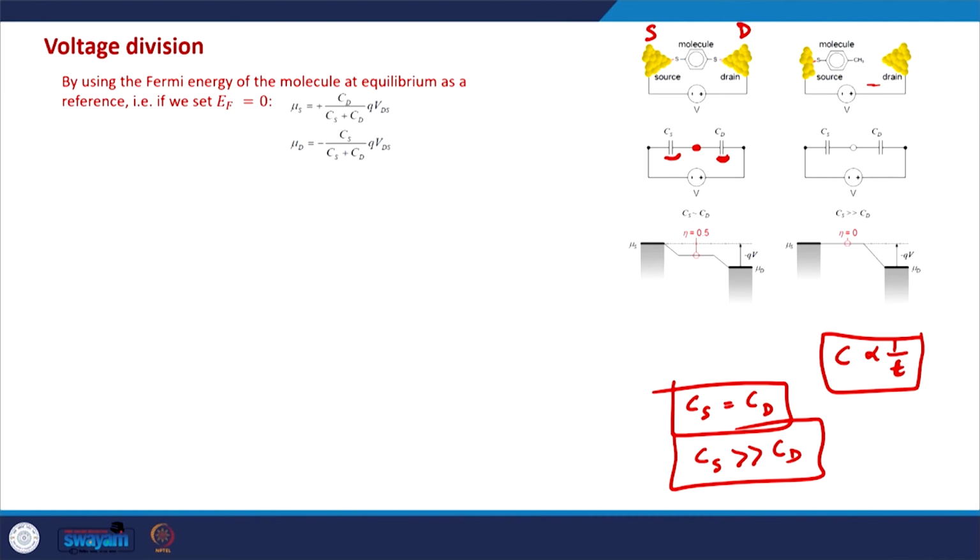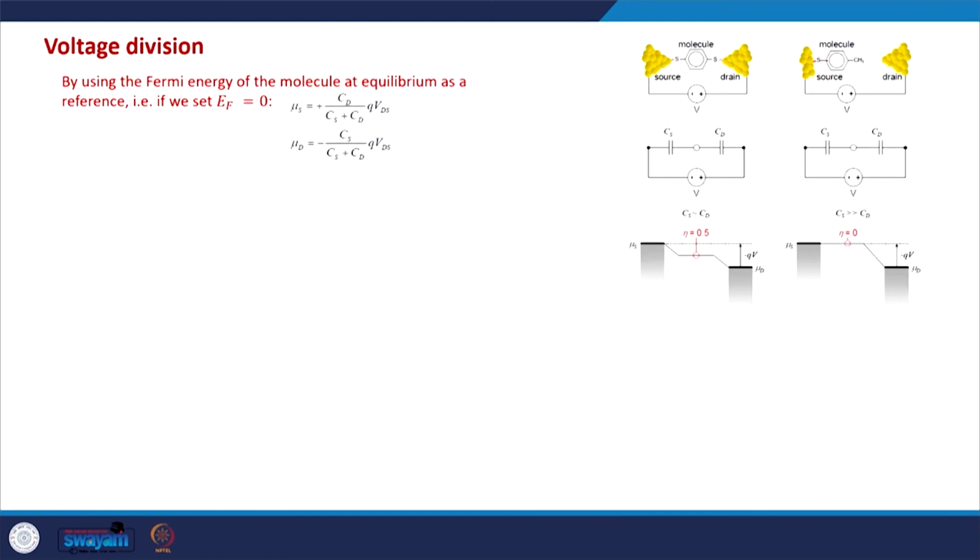So multiple different scenarios can be there, and depending on the relative distance between the contacts and the molecule, these capacitances are defined. But now in this system, let's say we have applied a voltage V, then according to the voltage division principle across capacitors, this is the amount of voltage that will drop across the source contact, and this is the amount of voltage that will drop across the drain contact. And these depend on the source and drain contact capacitors.